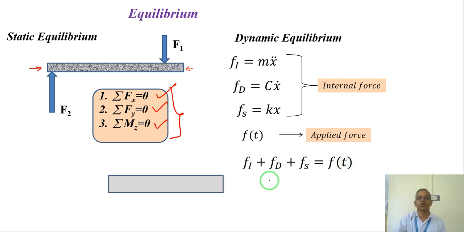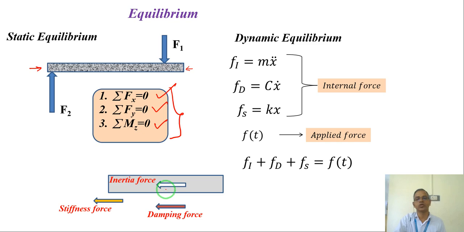Okay, so that I can represent in the form of a system like this. Inertia force is opposite to the motion, right? Then the stiffness force also opposes the motion, and the damping force too, while the external force drives the system, right? This is what dynamic equilibrium is all about.